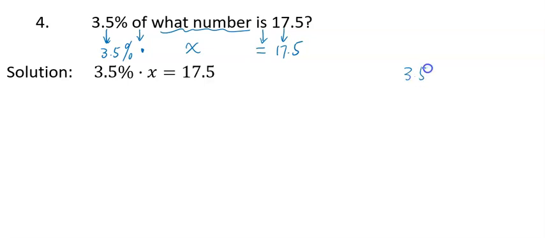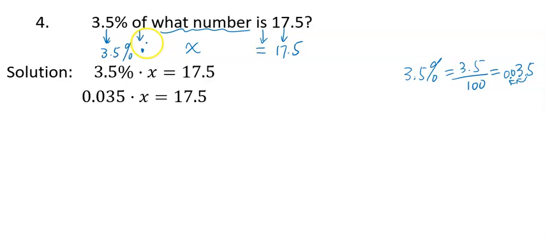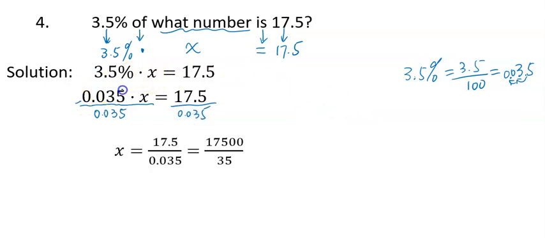And remember, 3.5% means 3.5 divided by 100. Whenever we divide a number by 100, we can shift the decimal point 2 places to the left to make it smaller. So 1 place here, and add another 0, 1 place here. So we got 0.035. Now we can get rid of this 0.035 by dividing by 0.035, since we're trying to reverse the multiplication. So now they cancel each other.